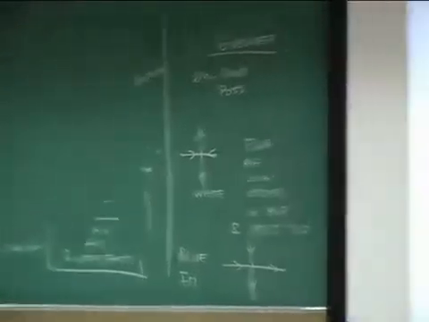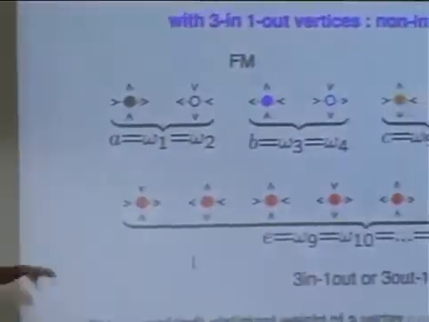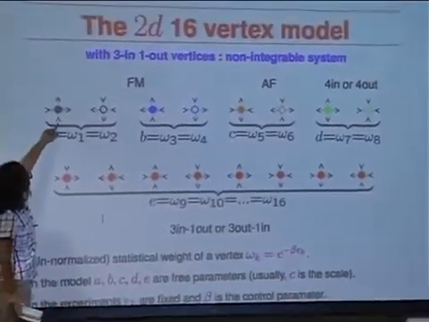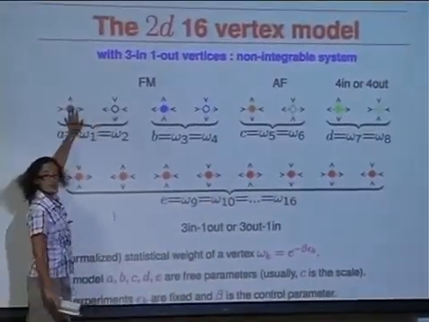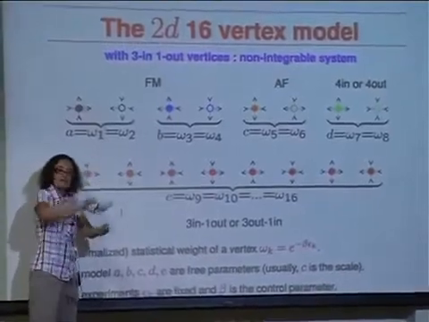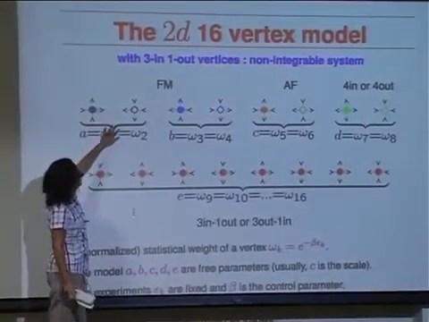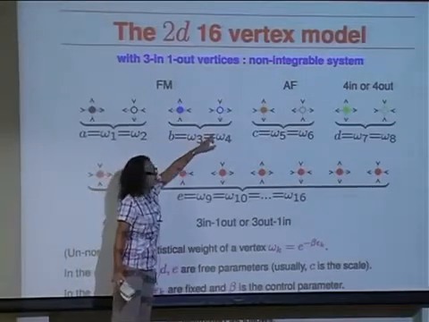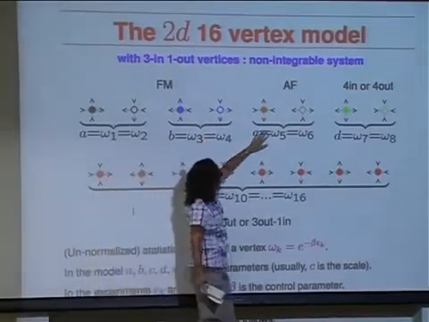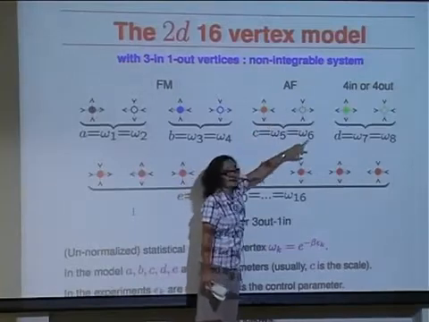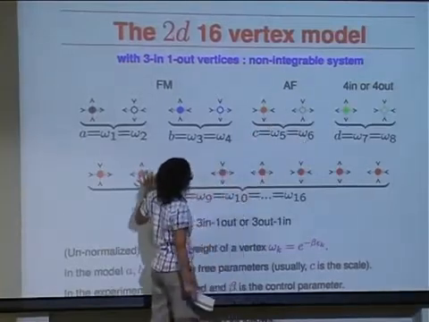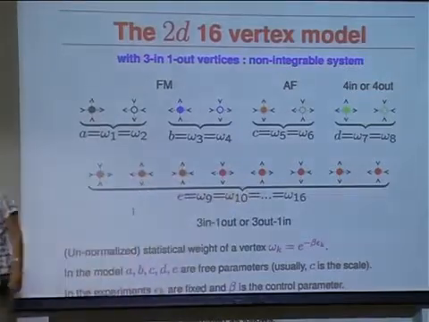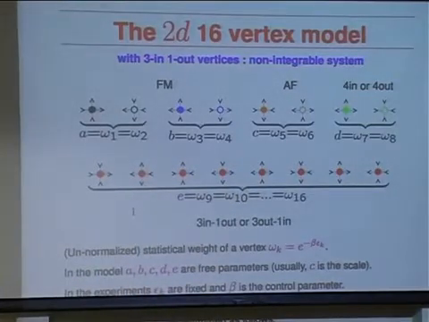Here are all the vertices that you can have. You can have ferromagnetic vertices like this. This is the inverse of that one, in the sense that I invert each of the arrows. This is another kind of ferromagnetic vertex, and this is the inverse of that one. This is antiferromagnetic, and its inverse, 4 in, 4 out, and the other 8 cases where I have 3 legs of one kind and 1 of the other one. So these are all the vertices that you have.